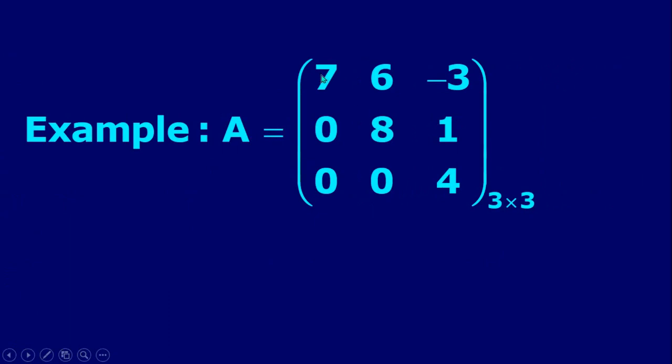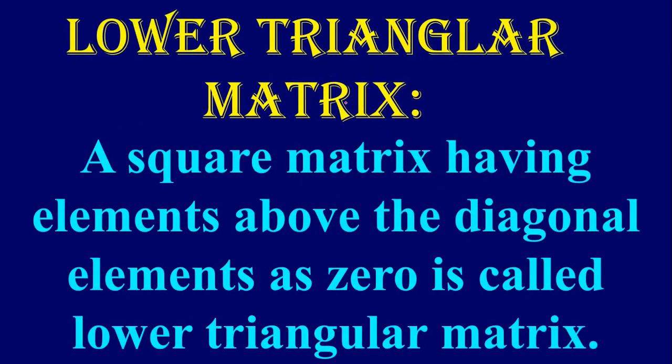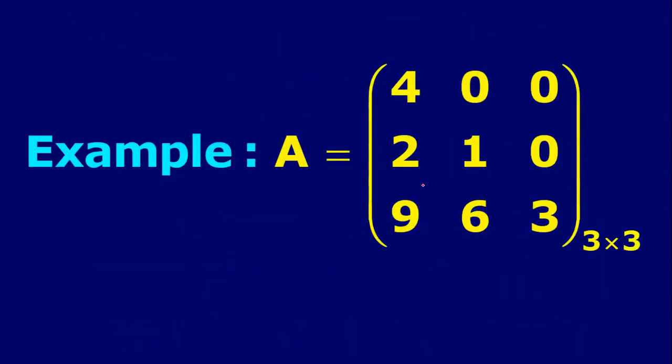A square matrix having elements below the diagonal elements as zeros is called an upper triangular matrix. So here we have numbers on the upper side, therefore it is called an upper triangular matrix. So here we have zeros below the diagonal elements and numbers on the upper side only. Now same type we have the lower triangular matrix. A square matrix having elements above the diagonal elements as zeros is called a lower triangular matrix.